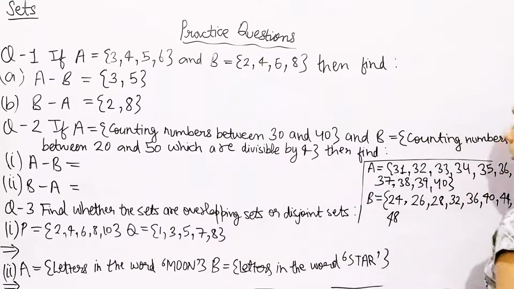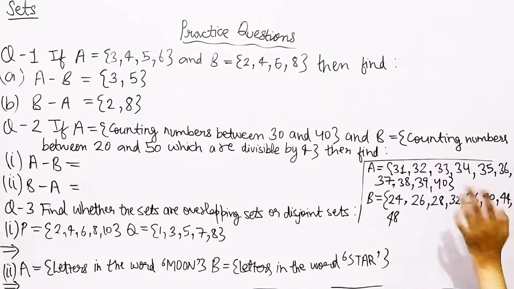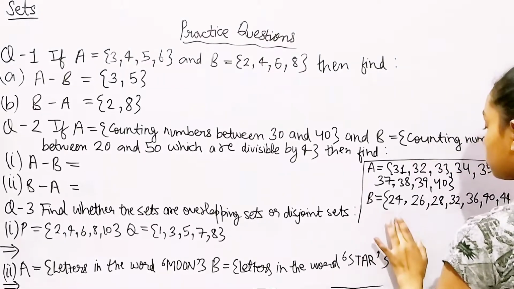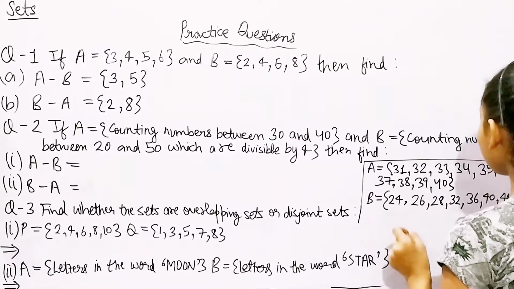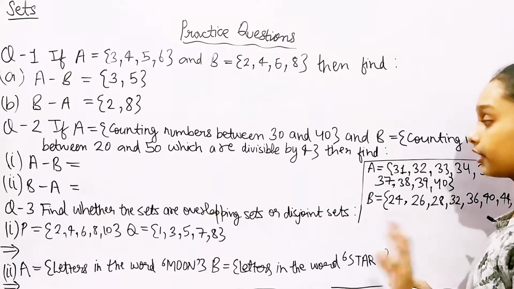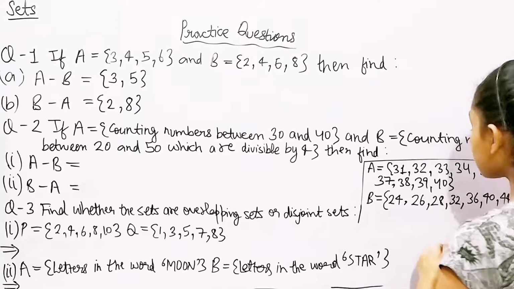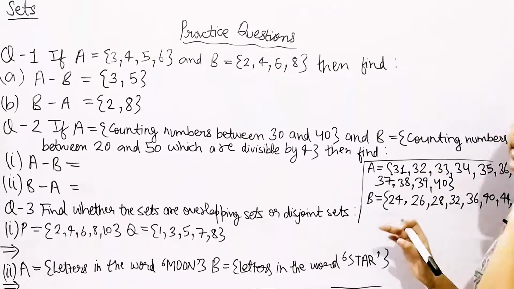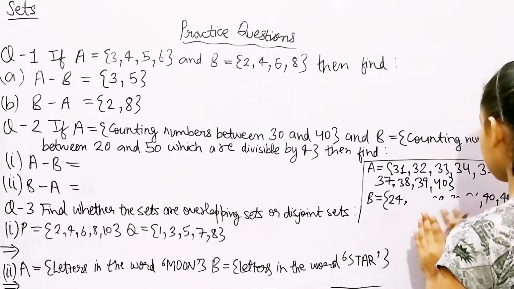Okay, so it's going to be 24, 26, 28, 32, 36, 40, 44, and oops, I didn't mean to write it directly, 48. So I'm going to find it by the simplest way. It'll start from 24 and so on till 48. So 48 will be the last number. So let's just minimize it.